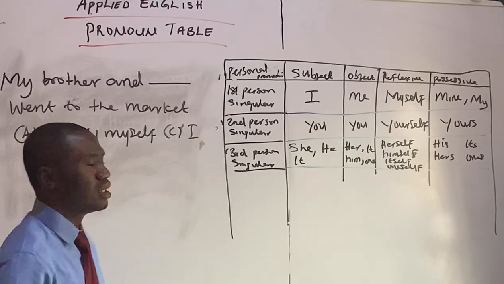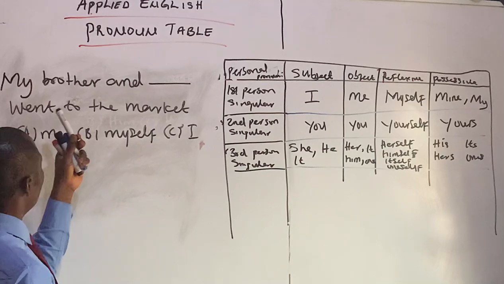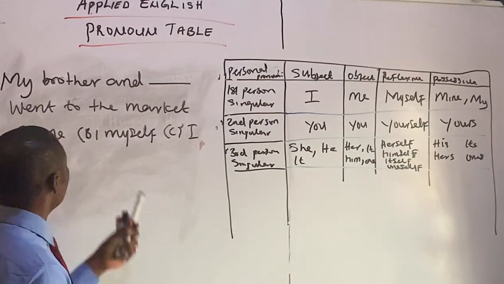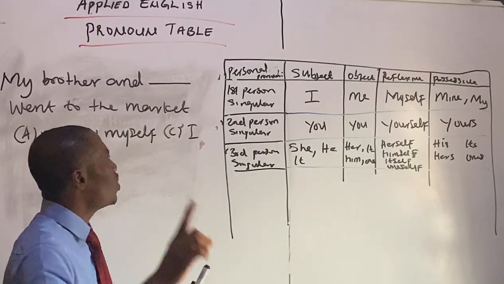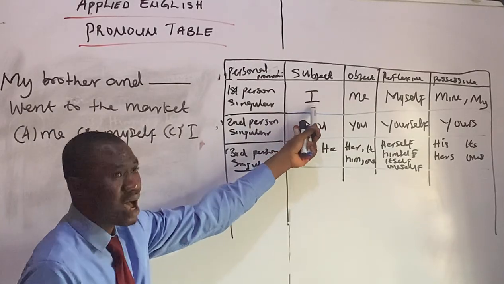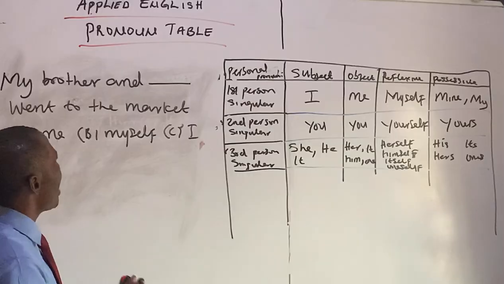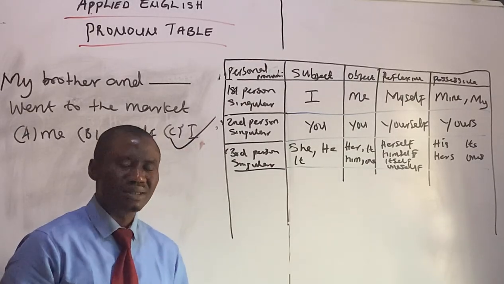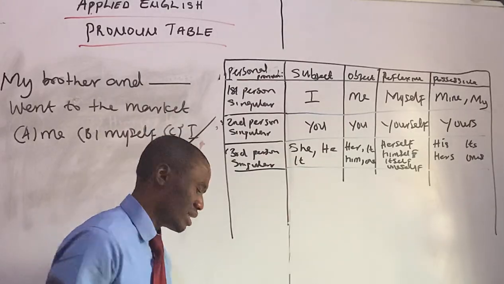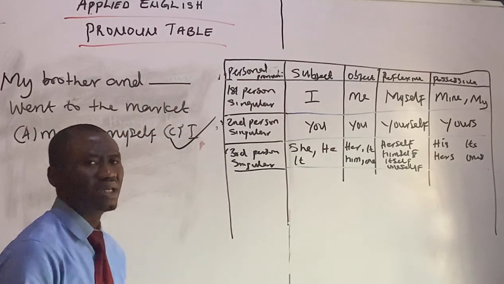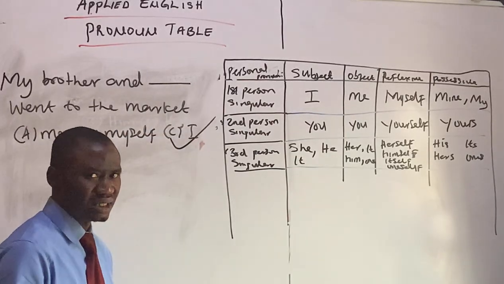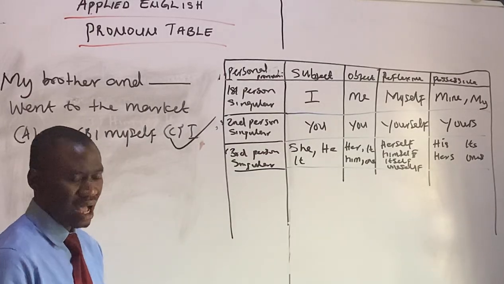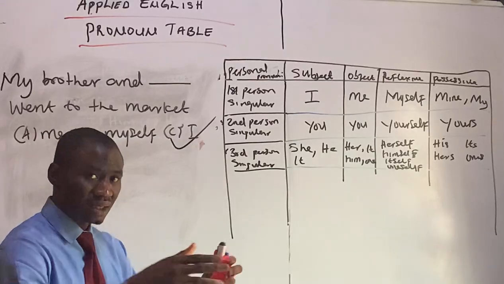Now, let's choose from here. What's the right answer? My brother is at the subject level. So when it says my brother, at the subject level the first person singular is I. So we have my brother and I. So my brother and I went to the market. That's the correct answer. All right. Notice the structure of the sentence and find the right pronouns to apply in certain sentence contexts.